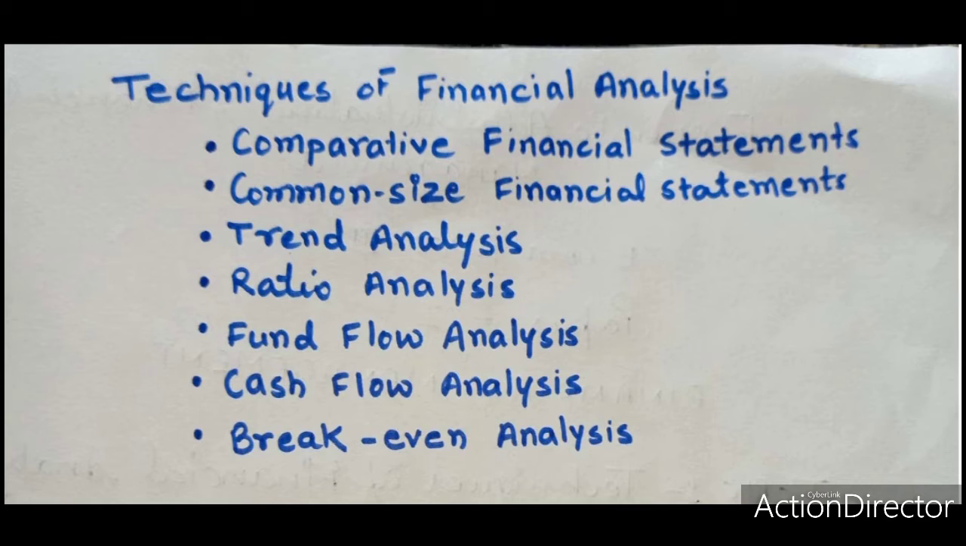The objective of comparative financial statements is to ascertain the changes occurring year by year in each item of assets, liabilities, and net worth shown in the financial statements of a business firm, and whether such changes are favorable or adverse.